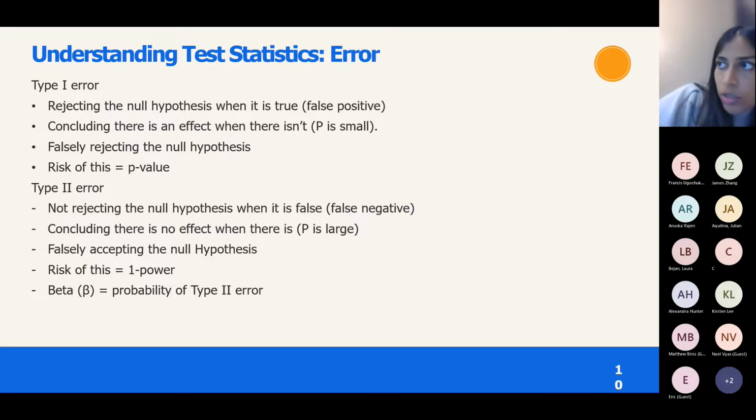Type 2 error is about not rejecting the null hypothesis when it is indeed false. So you say there's no difference when actually there is, and that's a false negative. So you're falsely accepting the null hypothesis. And the risk of this is 1 minus the power. It's also called beta.